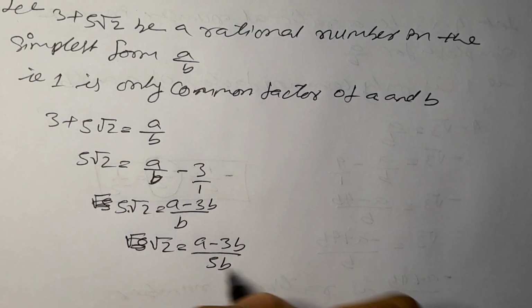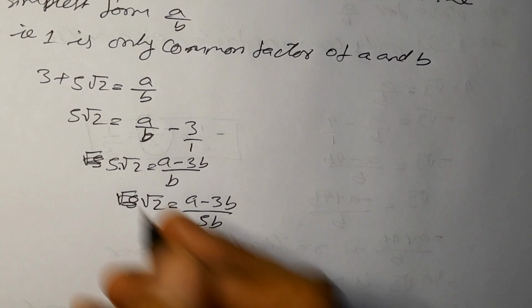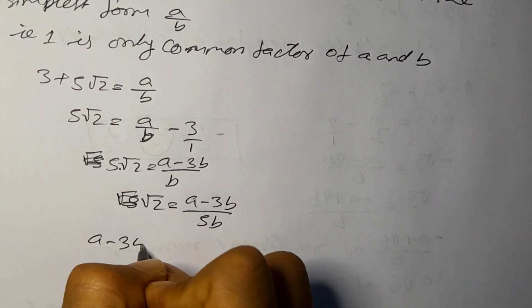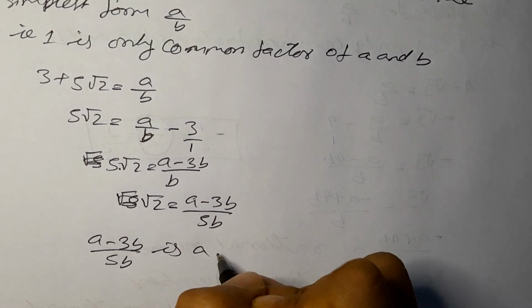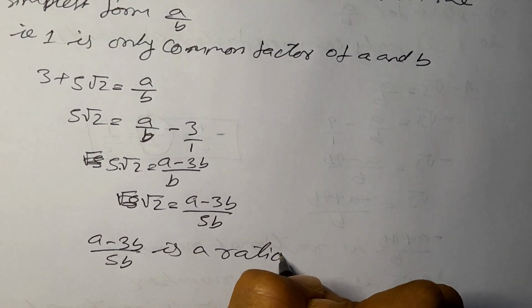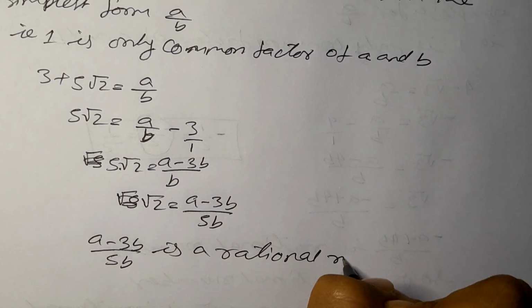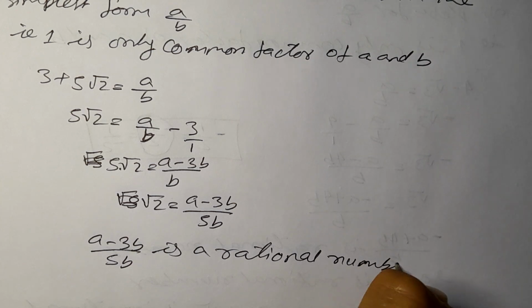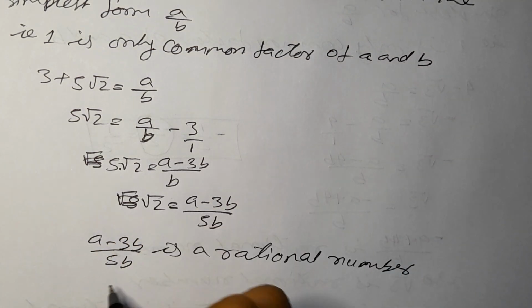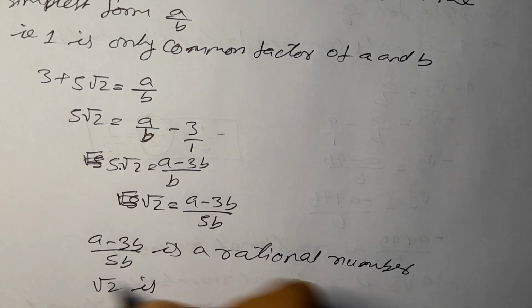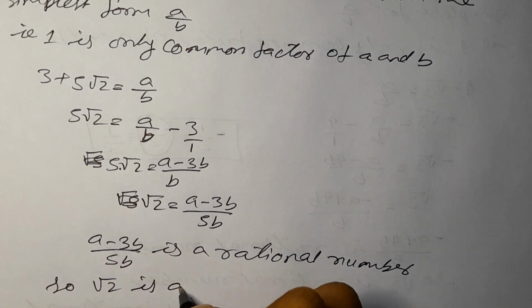Now this became in the form of a fraction, so this is a rational number. a minus 3b by 5b is a rational number. Why is it a rational number? Because it is in the form of a fraction. This and this are equal, so root 2 is a rational number.